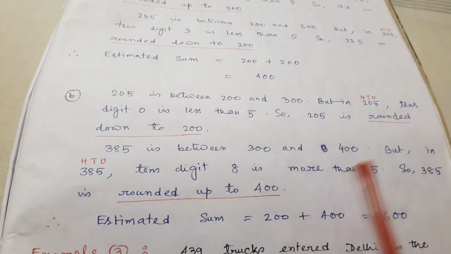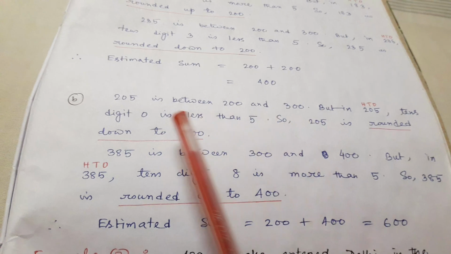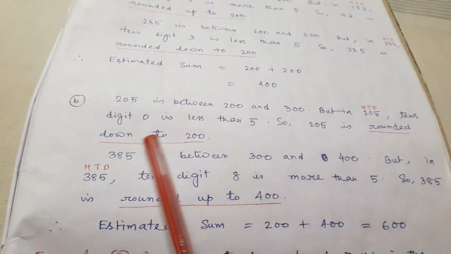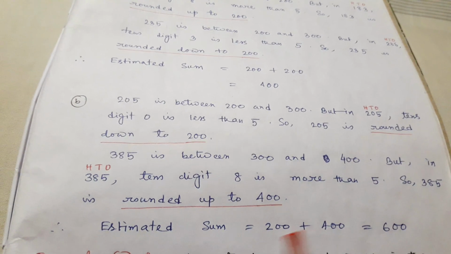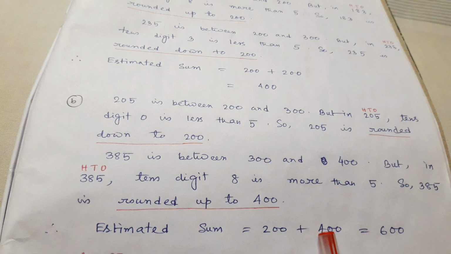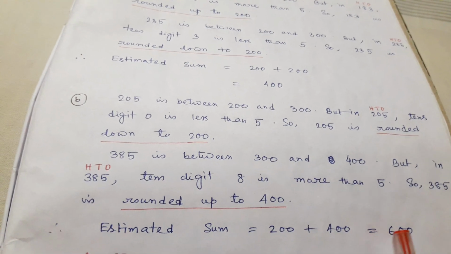Here we have to take the rounded off numbers. As 205 is rounded down to 200, we are taking 200, and 385 is rounded up to 400, so we are taking 400, and this is the estimated sum, which is equal to 600.